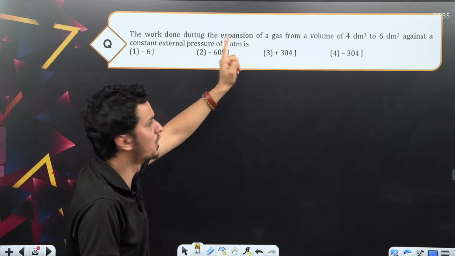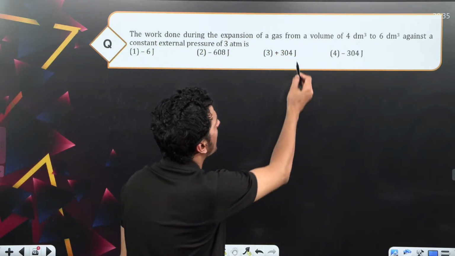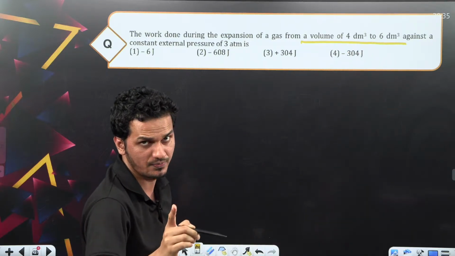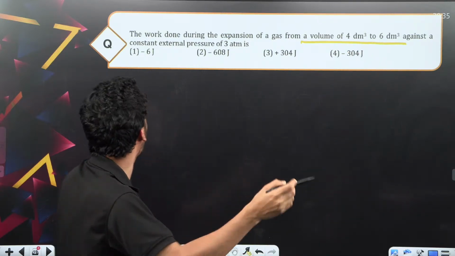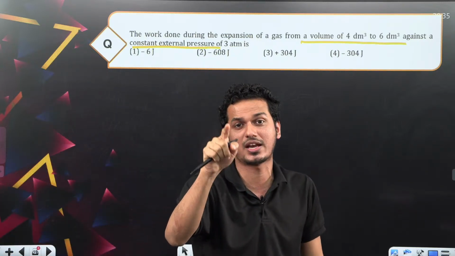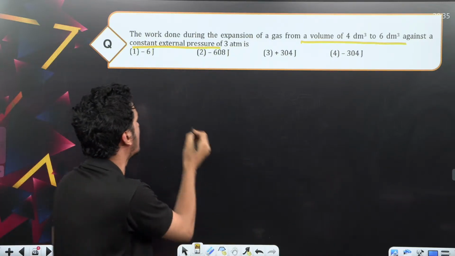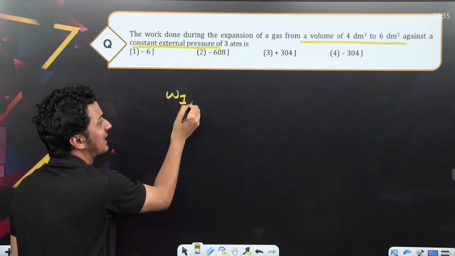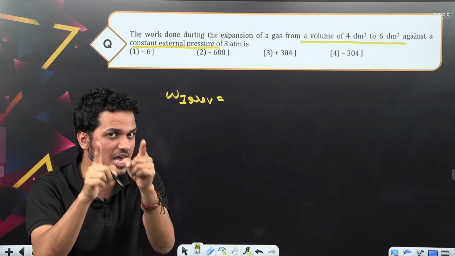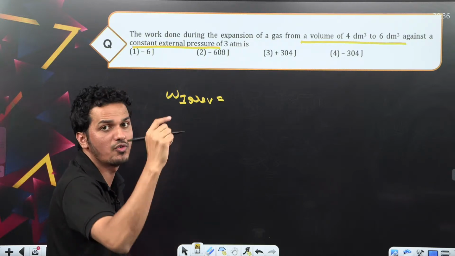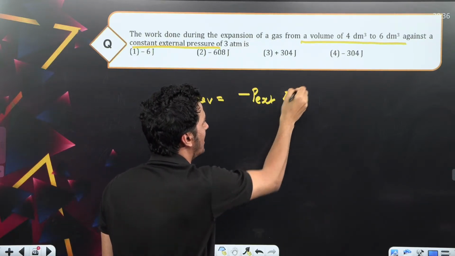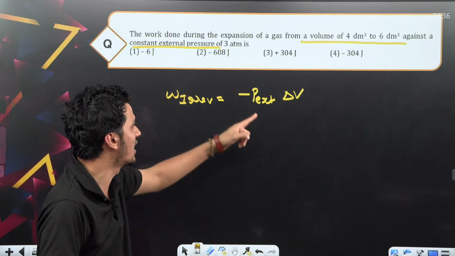The work done during the expansion of a gas from a volume of 4 decimeter cube to 6 decimeter cube against a constant external pressure. That's the important thing. Whenever you see constant external pressure, that means it is actually irreversible work. How can we find out the irreversible work? Minus P external into delta V. What's the formula? Minus P external into delta V.